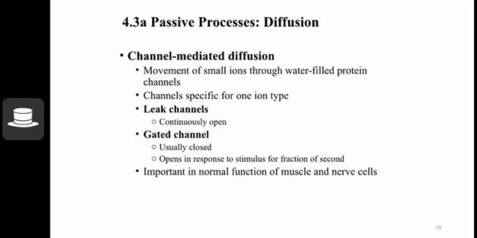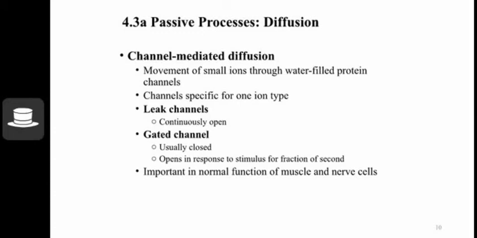Channel-mediated diffusion is going to move small ions, which have a charge, through water-filled protein channels. Now the channels are subdivided into what are called leak channels that are just kind of continuously open, and because they're open, they're unguarded, again, stuff can just move in or out of the cell, and that's just driven by diffusion, but because we're using a protein to do this, it's facilitated diffusion.